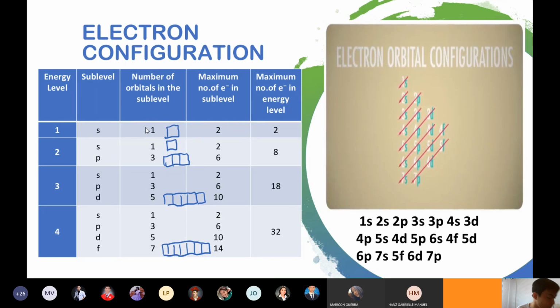No? Okay, so yan. Punta naman tayo sa next column, no? Maximum number of electrons in a subshell, or sublevel. Okay. So again, sabi natin kanina that our shapes, or our boxes can only hold 2 electrons, no. So dalawa lang yung pwede. So that means for the first energy level, for the s orbital, it can only hold 2 electrons. So that gives us a total number of electrons for the first energy level equal to 2. So that means hanggang dalawa lang yung pwede sa first energy level. No? 1s2 lang yung pwede.